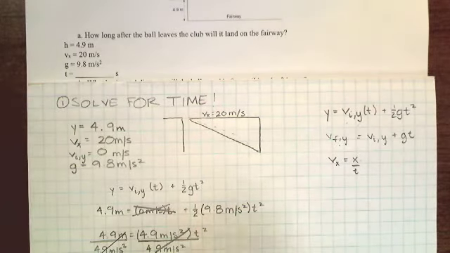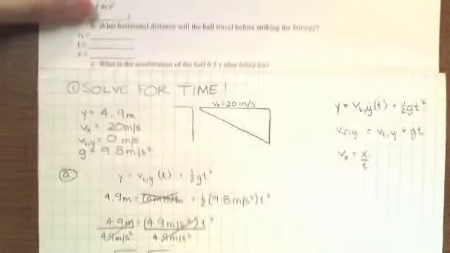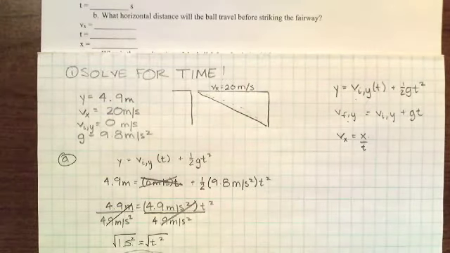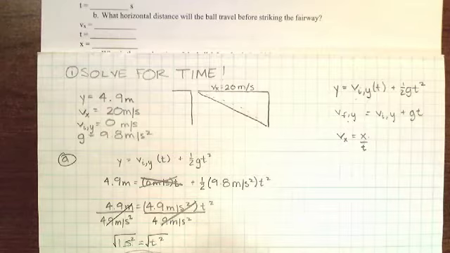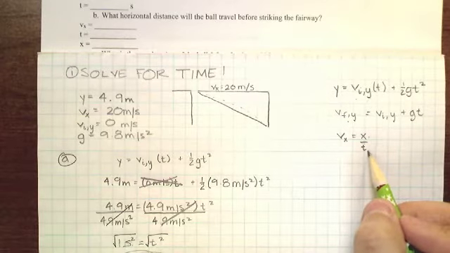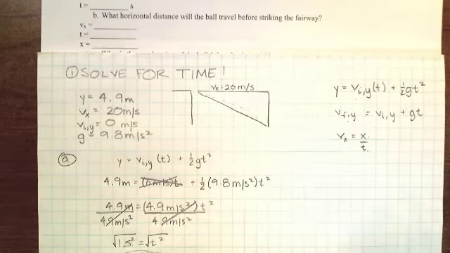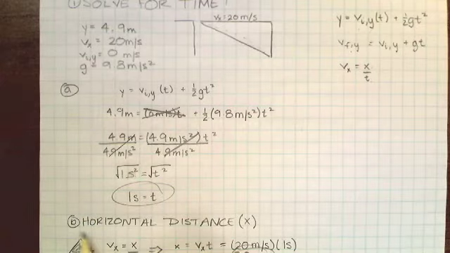Okay, so we've solved part A. The next thing the question says is it wants to know what horizontal distance will the ball travel before striking the fairway. So we're going to want x. If you look at our formulas, this one is the only one that has a horizontal distance. And since we solved for time, we have that and we have our horizontal velocity because that stays the same all the time.